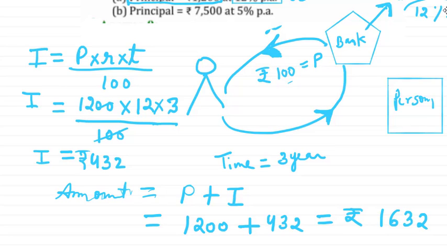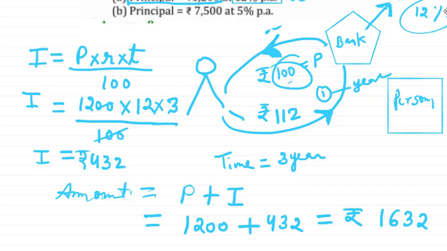Now in this case, if the interest is 12, then he is going to pay rupees 112 after 1 year. Suppose the time is 1 year, so he is going to pay 112 rupees after 1 year. So this amount will always be greater than the principal amount.